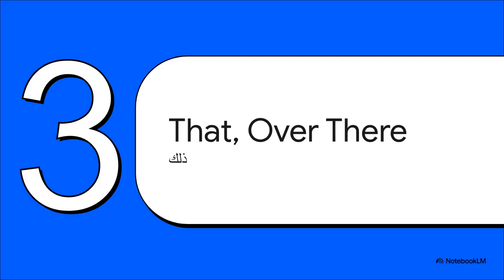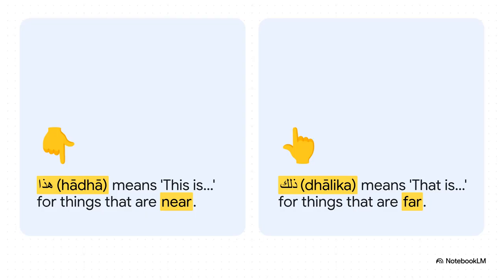Excellent. So we've totally mastered things that are right here, nearby. But what about something that's across the room or way down the street? For that, we need a new word. So it all comes down to distance. Hada is for what's near you. Dhalika is for what's far away. So if that house we talked about is down the street, it's no longer hada baitun, now it's dhalika baitun. That is a house. Simple as that.